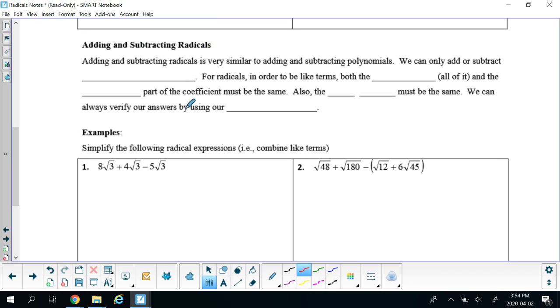Okay. Adding and subtracting radicals is very similar to adding and subtracting polynomials that you learned in grade 10. And you know that we can only add or subtract polynomials if the terms are like. For radicals, in order to be like terms, both the radicand and the variable part of the coefficient must be the same. Also, the index must be the same.